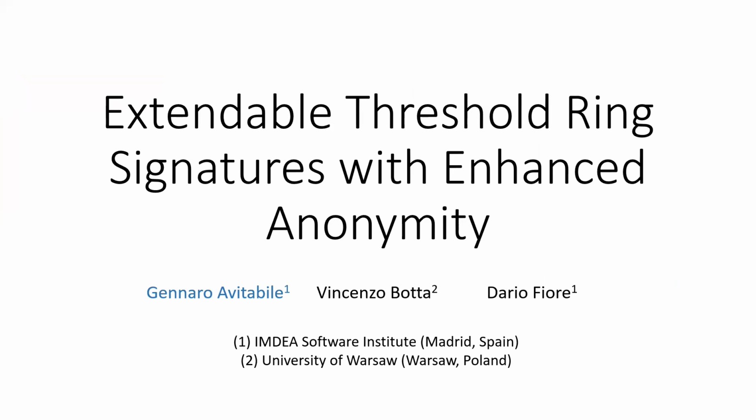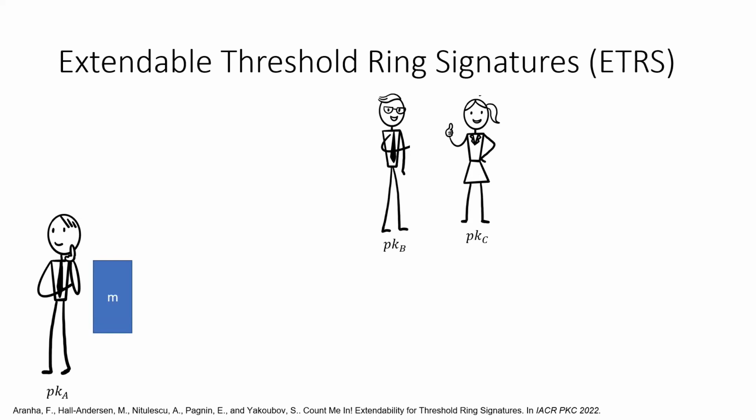Okay, so this is joint work with Vincenzo Botta and Dario Fiore. Today I'll talk about extendable threshold ring signature with enhanced anonymity. Extendable threshold ring signatures were introduced at last year's PKC by Aranha, Landerreche, Istrate, Pagnin, and Yakoubov. And I'll introduce this primitive through an example.